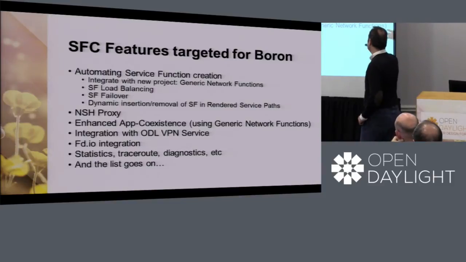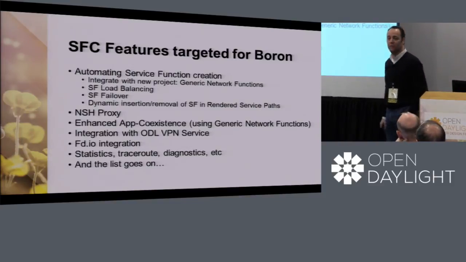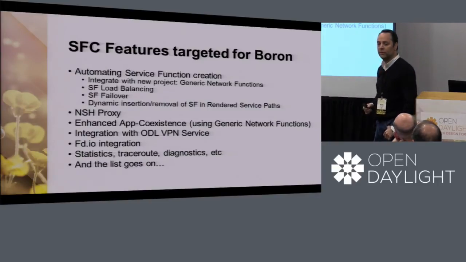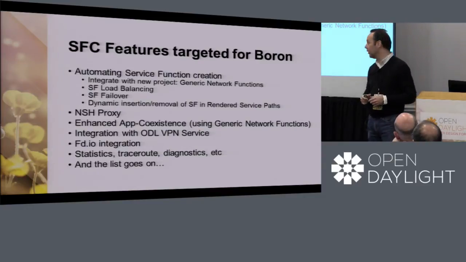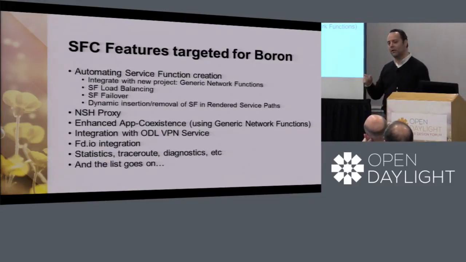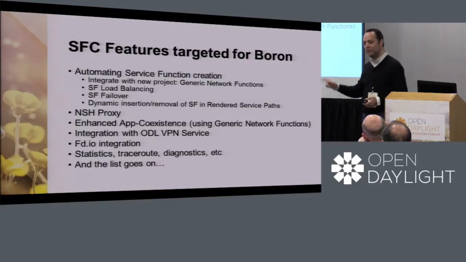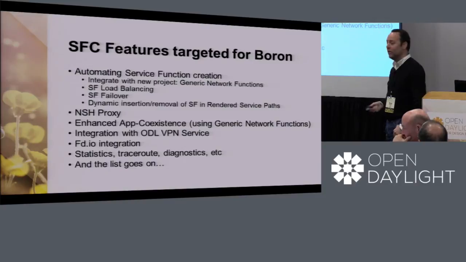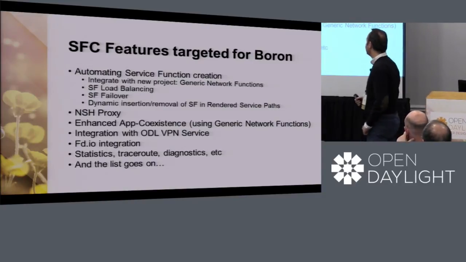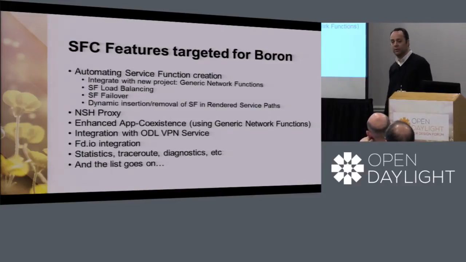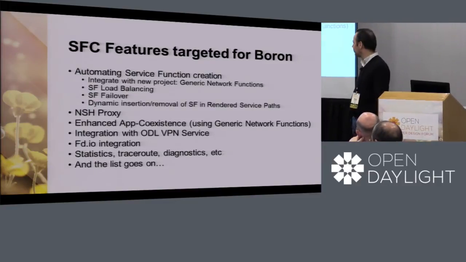As I mentioned here, the name has changed. It's not generic network functions anymore. There's a new project where some of our colleagues from the VPN service are going to take some of the VPN code out and make a new project. We're going to end up calling it, I think, generic network services. That way, generic network services will be GNS, so we can call it Genius. That will be a new project that we'll talk about, and how we're going to use it and integrate with SFC. Also, next point here, we would like to integrate with the ODL VPN service in this release.